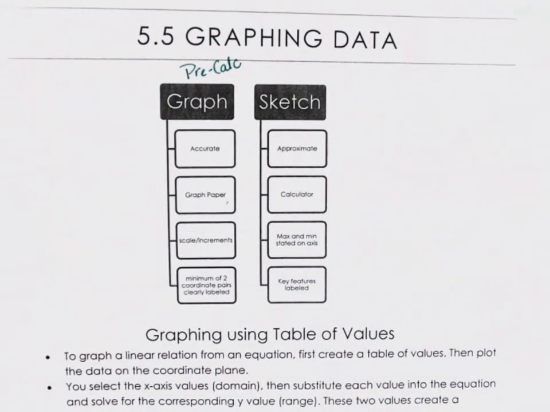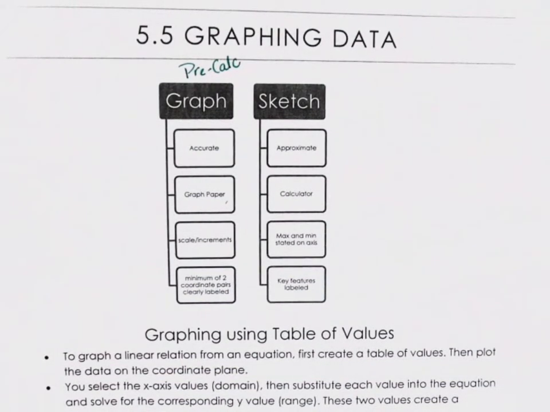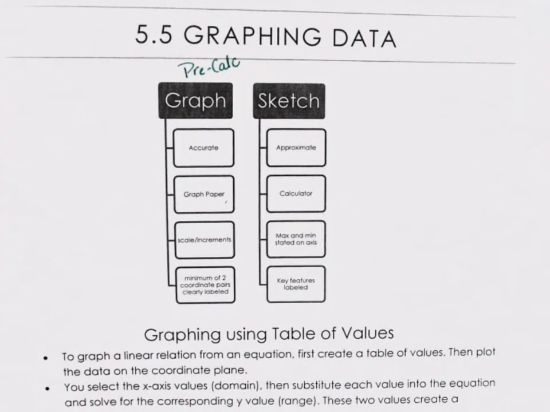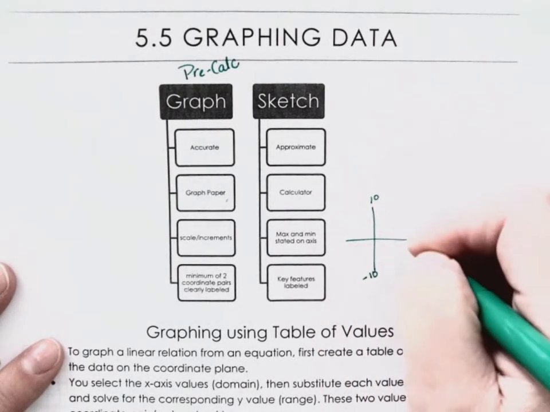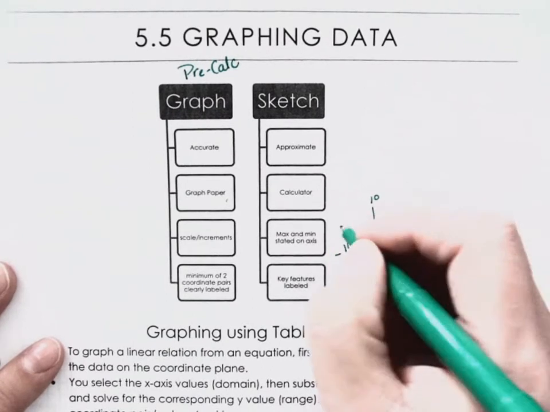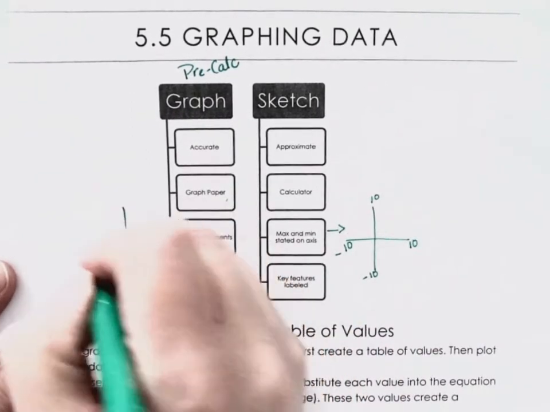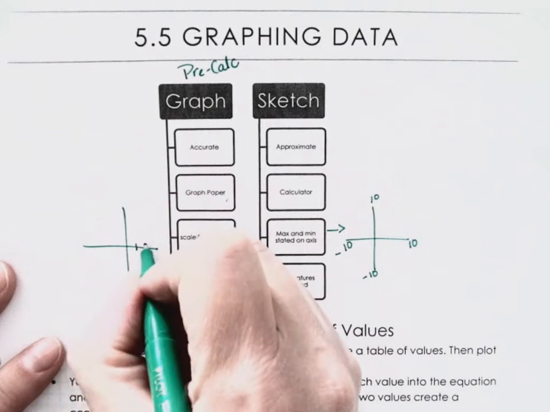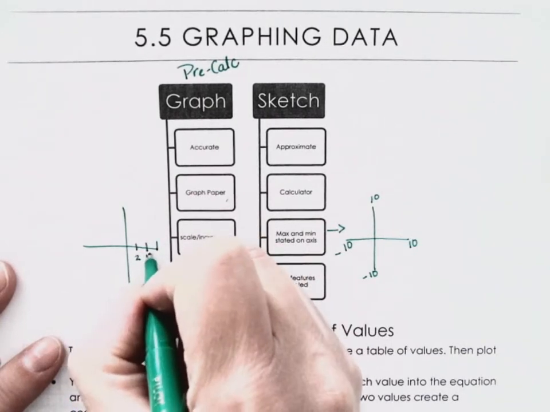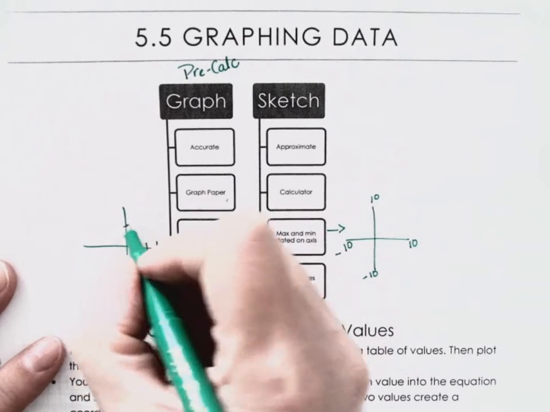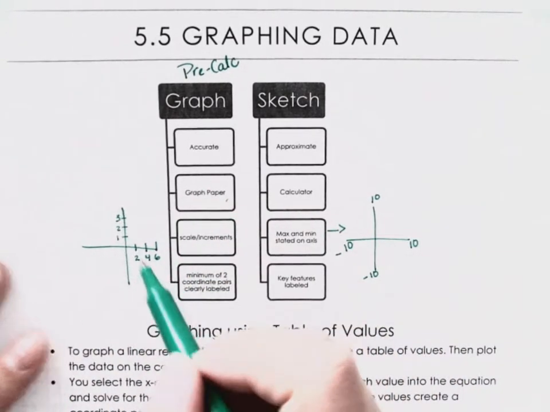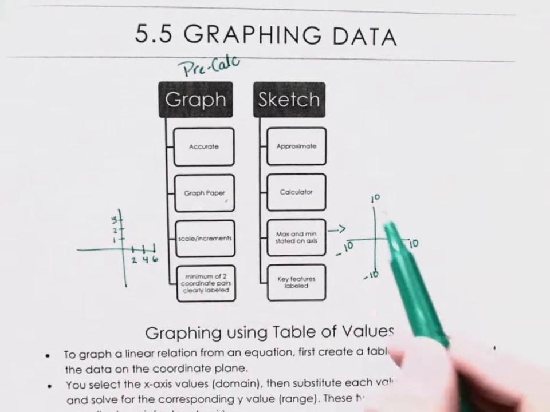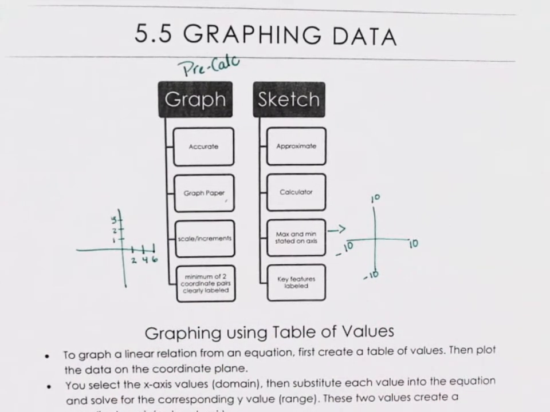Sketching is a little bit rougher. It's approximate. Oftentimes you can take the picture off a calculator. Your max and min are stated on the axis. So what that means is that I'm just going to say, okay, that's 10, that's negative 10, that's positive 10, that's a negative 10. So that's what I mean with that one. With the scale and increments, I'm looking for, okay, I'm going to go up by 2, 4, 6. Maybe these ones I'm going to go up by 1, 2, 3. So my increments are labeled. So you see how increments are labeled, and this is just your maxes and mins on your axis are labeled.